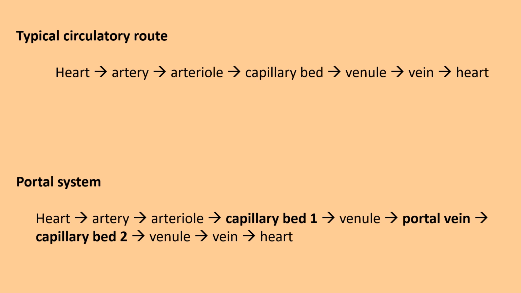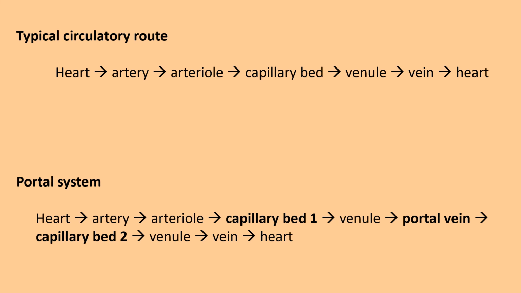So let me start by reminding you of the typical circulatory route that we covered as part of the cardiovascular system. So oxygen-rich blood will leave the heart, it'll leave the left ventricle, it'll travel through a series of arteries away from the heart. Those arteries branch into smaller arterioles, and those arterioles give rise to even smaller, more numerous capillaries. Blood flows through the capillary bed into venules. Venules merge together to form veins, and veins deliver that blood back to the heart. So that's our typical circulatory route.